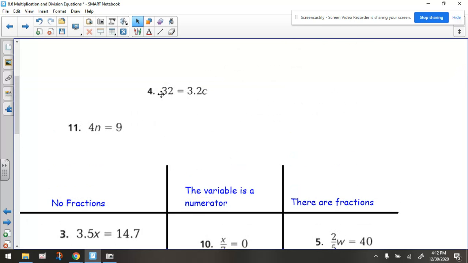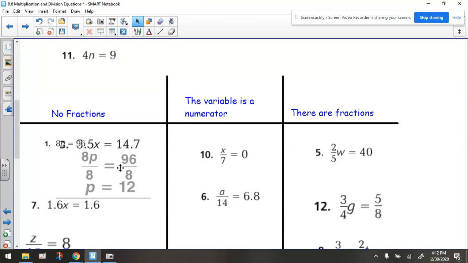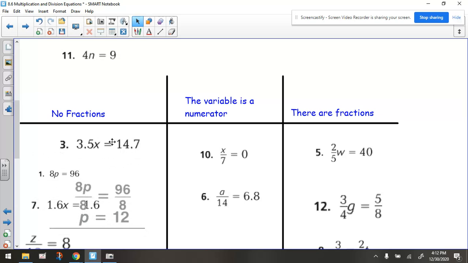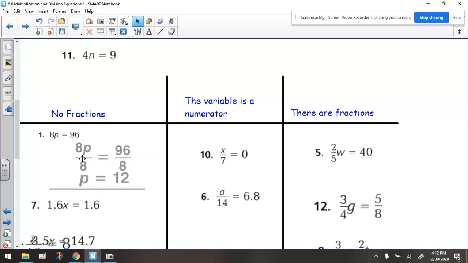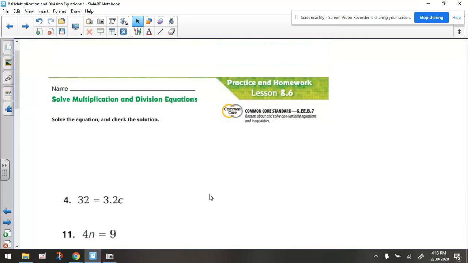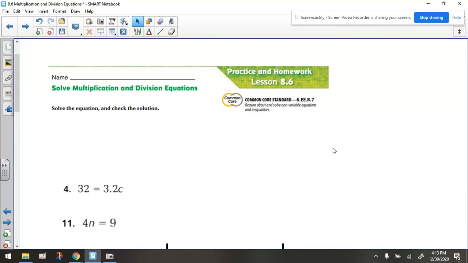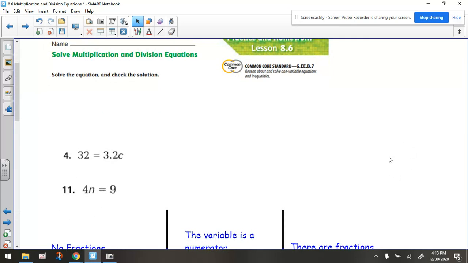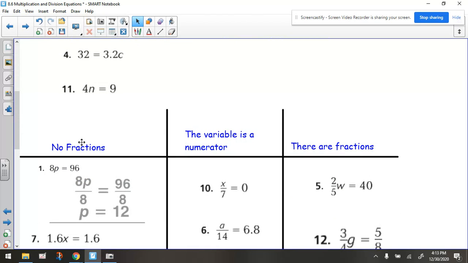And that's true for these as well. Number 4 and 11, they also fall into the category of no fractions, and you're just going to use that idea just like number 1 here. Let's move this out of the way so you can see it. Number 1 has that idea of using the fraction bar and showing division with the fraction bar. All right, so that pretty much gives you a good summary of the 3 different approaches that you're going to be taking. So again, we have the ones where there are no fractions. We have the ones where the variable is a numerator, and we have ones where there are fractions.